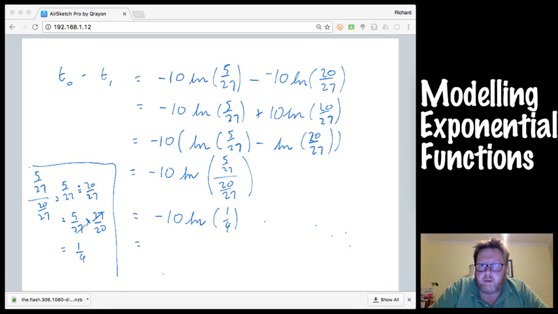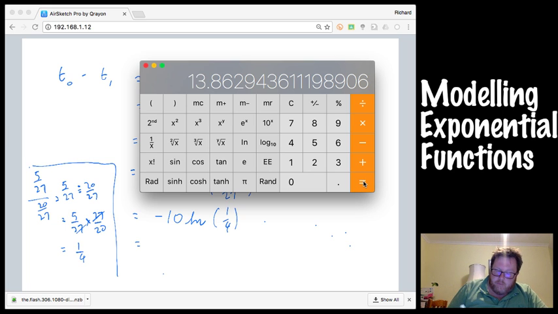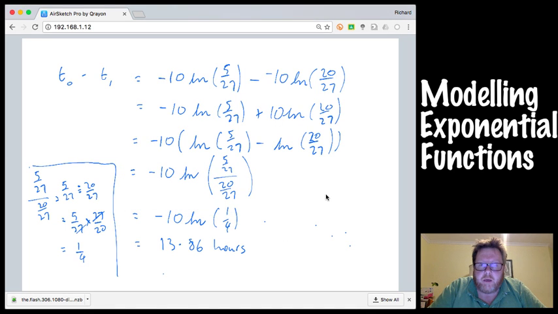So bring Mr. Calculator back, and we can go 10 times 0.25 ln equals 13.86. So it takes 13.86 hours for the temperature to halve. We can convert that into hours and minutes if we want to, but we don't really need to. So 13.86 hours for the temperature of the corpse to halve from 30 degrees to 15 degrees.